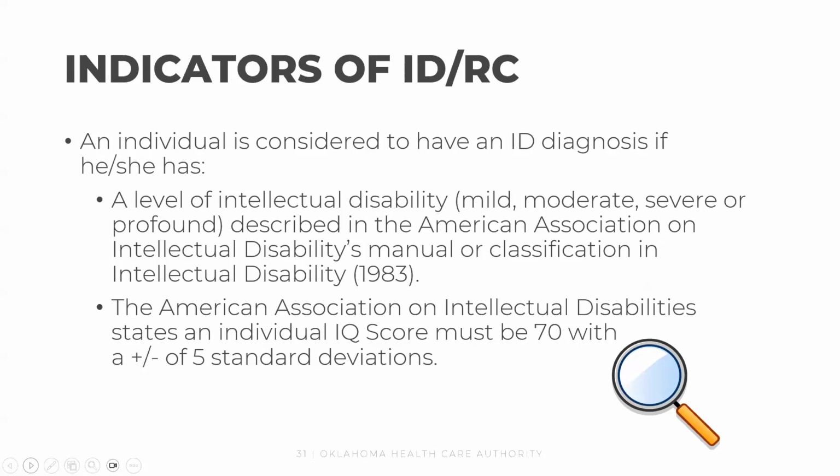So, an individual is considered to have an ID diagnosis if he or she has a level of intellectual disability. It could be mild, moderate, severe, or profound, described in the American Association on Intellectual Disabilities Manual or classification in the intellectual disability, also the ICD, if they have an ICD-10 code. The American Association on Intellectual Disabilities states that an individual IQ score must be 70 with a standard deviation of 5. Okay, next slide.